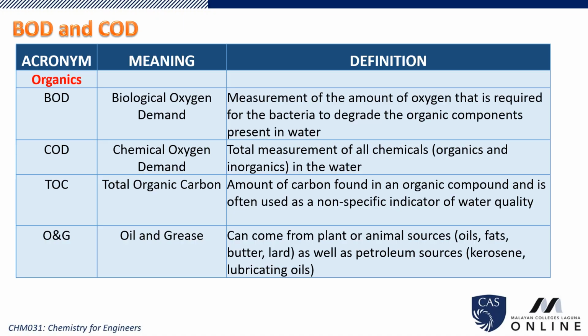TOC is the amount of carbon found in an organic compound and is often used as a non-specific indicator of water quality. Meanwhile, oil and grease can come from plant or animal sources such as oils, fats, butter, and lard, as well as petroleum sources such as kerosene and lubricating oils.